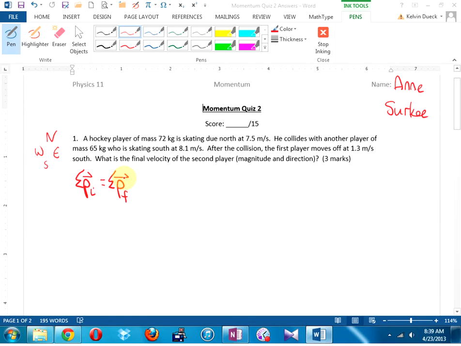And then I ask myself a question: before the collision, what was moving? Mass one, mass two, or both? Both, stuck together or separate? Separate. So before the collision it's going to be the momentum of the first guy, initial, and the momentum of the second guy, initial. They collide. After the collision, what's moving? Both, stuck together or separate? I'm pretty sure it's separate, because if they were stuck together and they gave me the velocity of the first guy, the second guy would have the same velocity. That'd be a silly question. So it's going to be momentum one final and momentum two final.